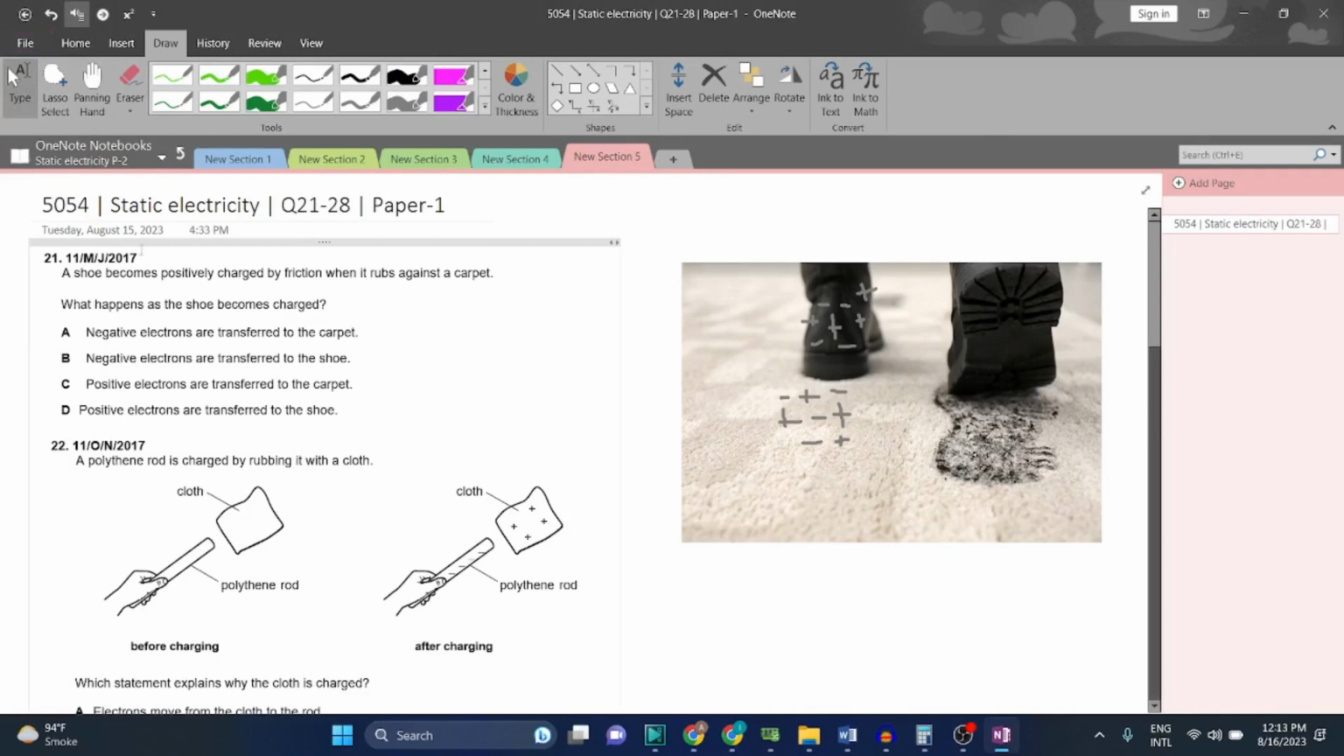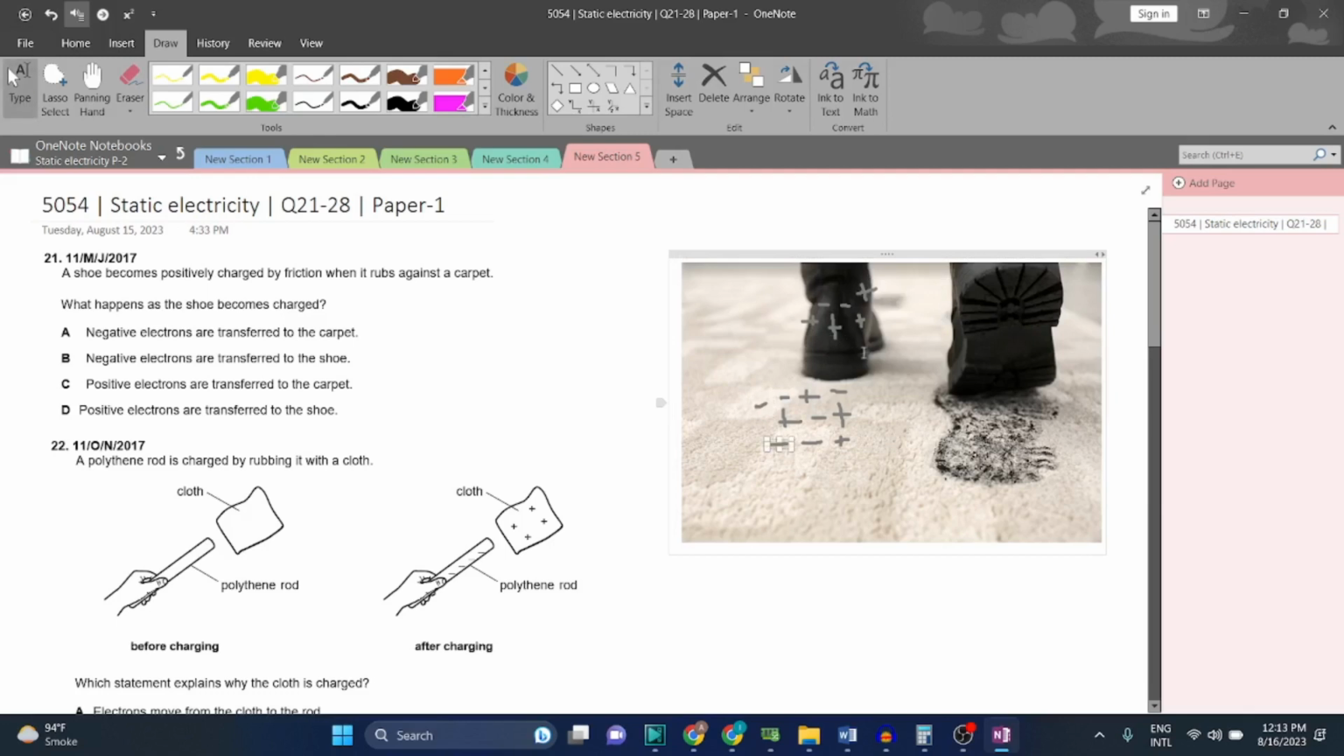Let's start. Question 21. A shoe becomes positively charged by friction when it rubs against a carpet. So the shoe becomes positively charged. What happens if the shoe becomes positively charged? In order for the shoe to become positively charged, it must lose its electrons because electrons are the negative particles.